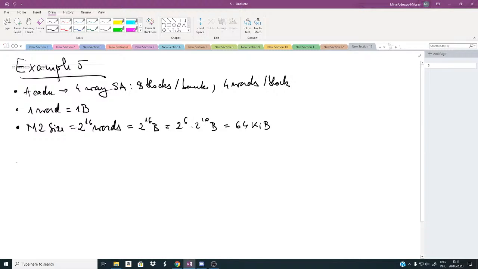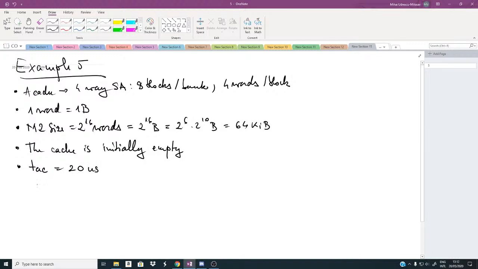The addressable unit, of course, is the word, but it's the byte at the same time, because one word is 1 byte. The cache is initially empty. And the cache access time is 20 nanoseconds.